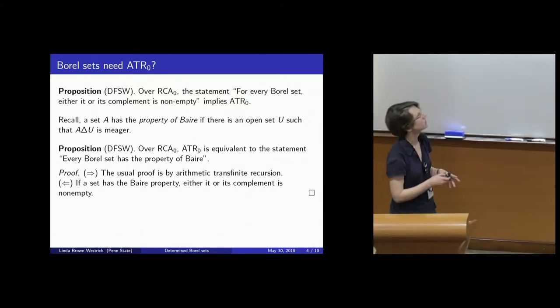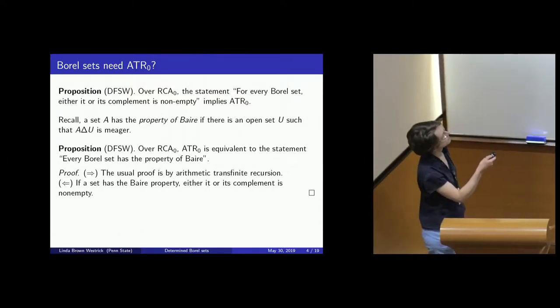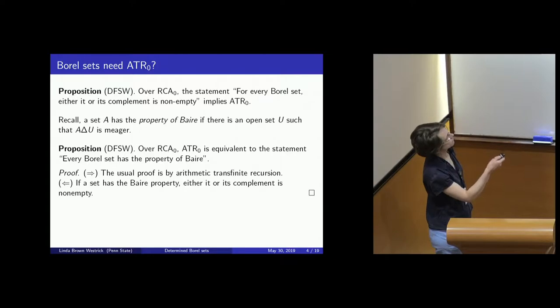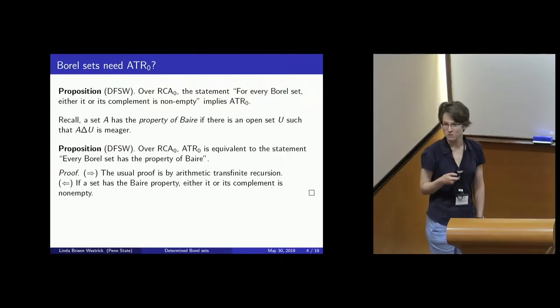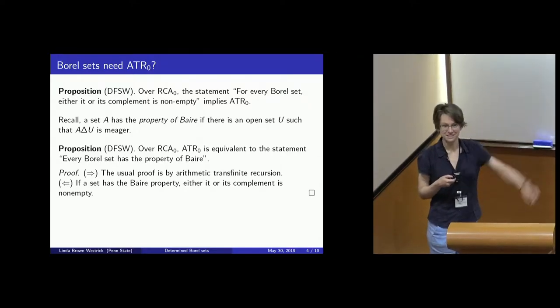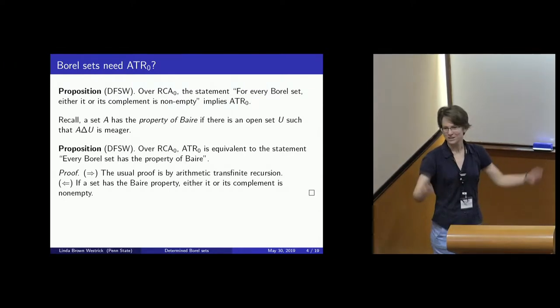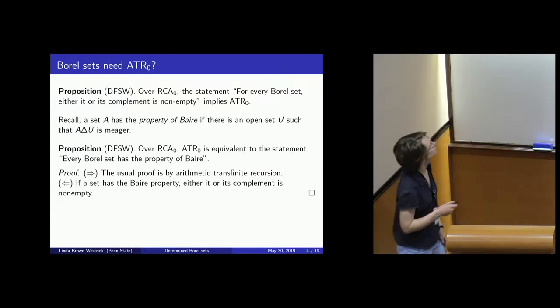Anytime that you have a theorem where, let's say in the hypothesis of the theorem, there's a Borel set, and then the conclusion of the theorem involves some x that's in the Borel set, oh, already it's ATR, because just the fact that the Borel set had something in it. Okay, so this is kind of silly.